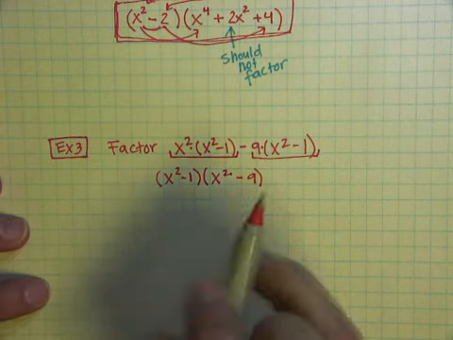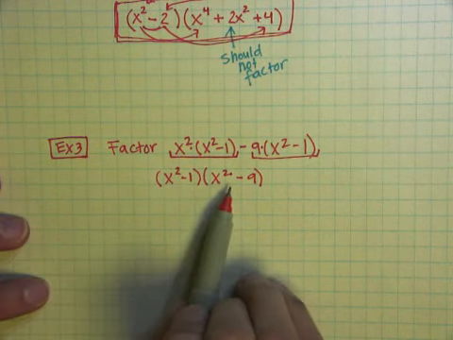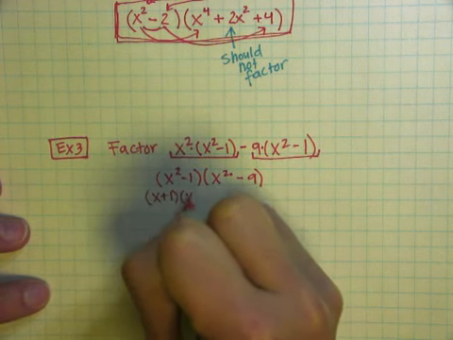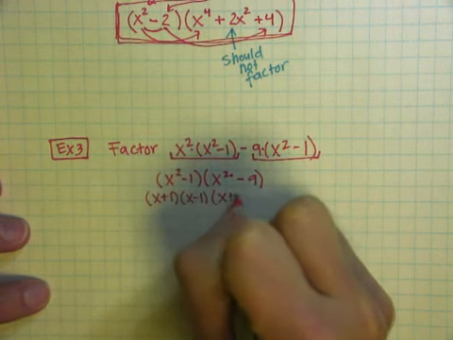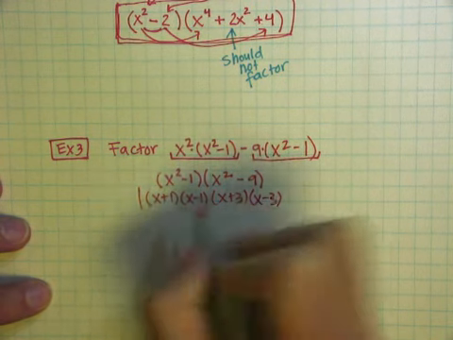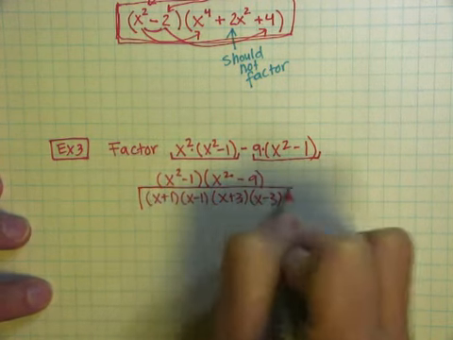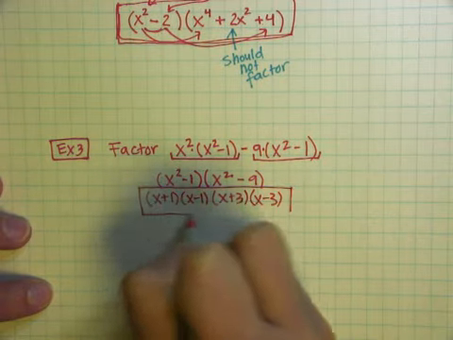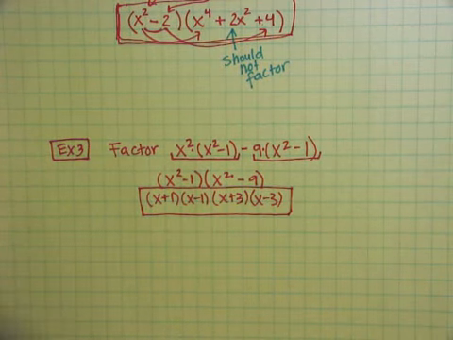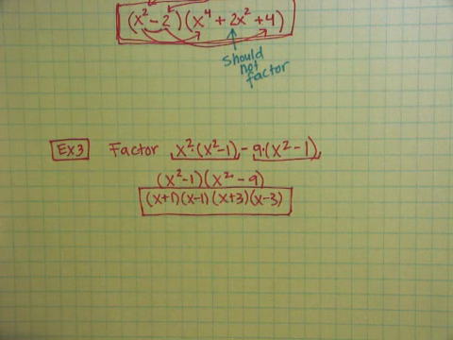But then to factor this completely, I have to notice that these are both difference of squares. So I need to factor this as x plus 1 times x minus 1 and x plus 3 times x minus 3. So you've got to make sure that in pre-calculus when you're factoring, you factor, factor, factor everything that you possibly can until every single parenthesis is factored completely.